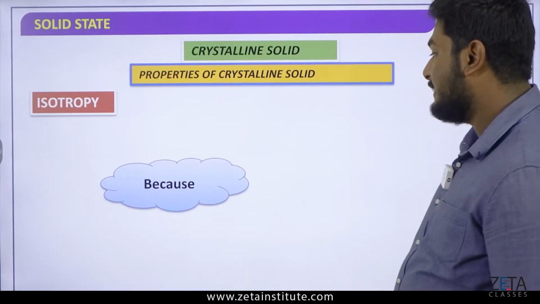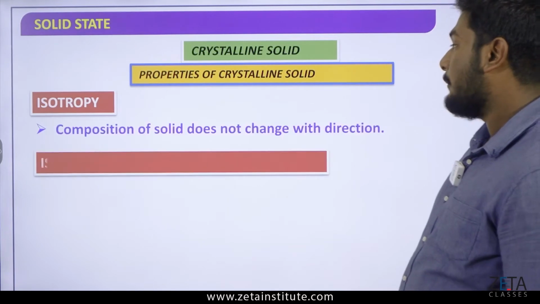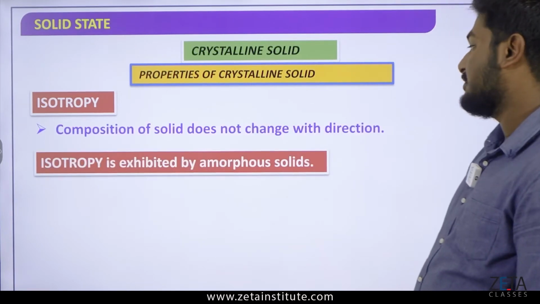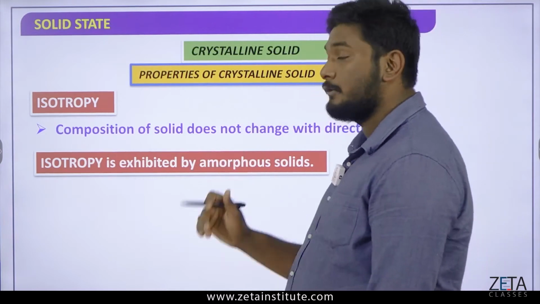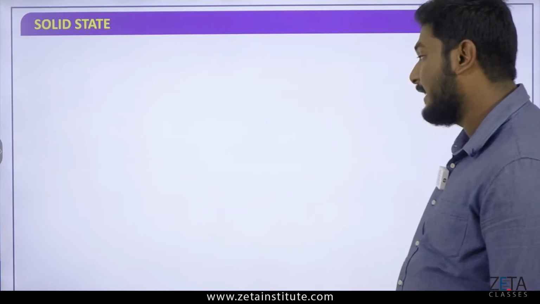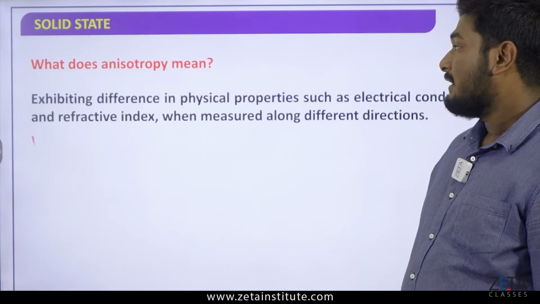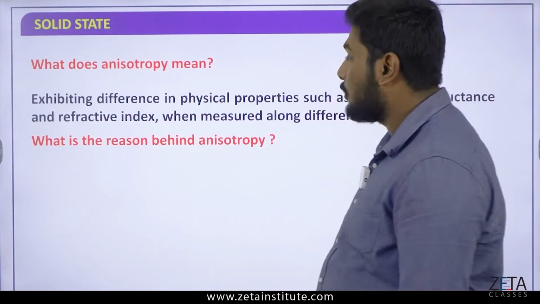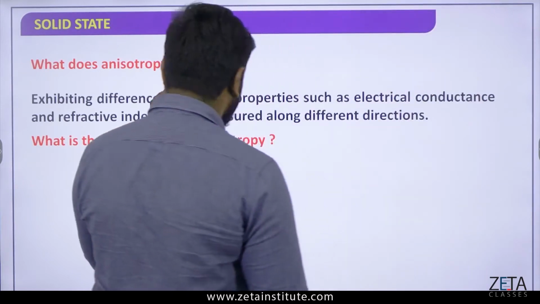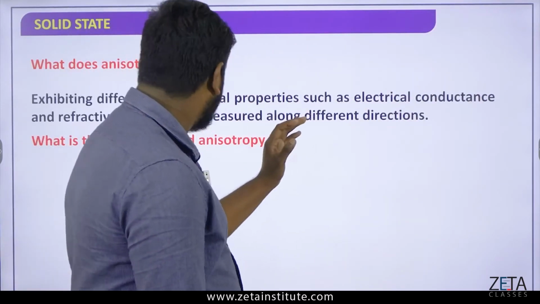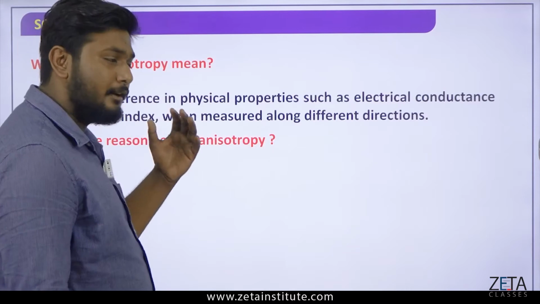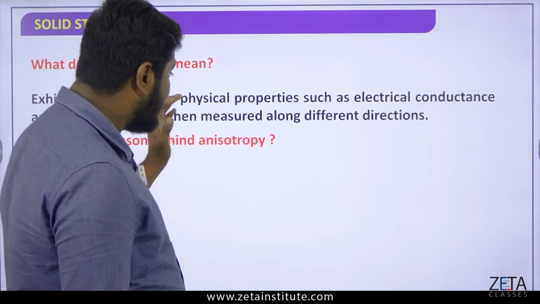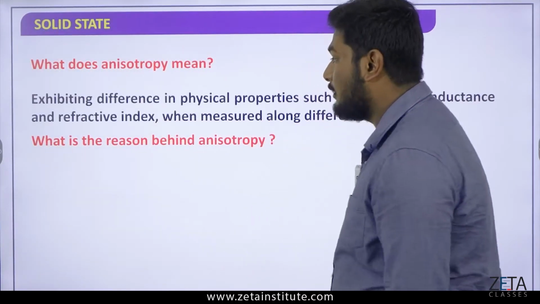Clear? You can see here the composition of the solid does not change with direction. Isotropy is exhibited by amorphous solids. We will discuss amorphous solids again. So what does anisotropy mean? You can expect this question in the examination. Anisotropy means exhibiting differences in physical properties such as electrical conductance, refractive index, or electrical resistance when measured along different directions.